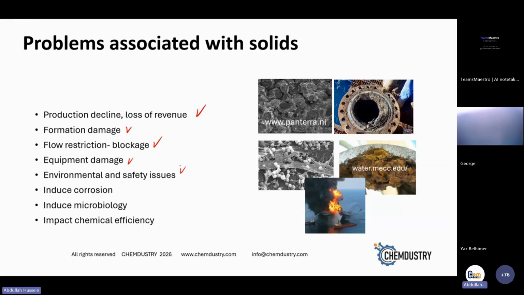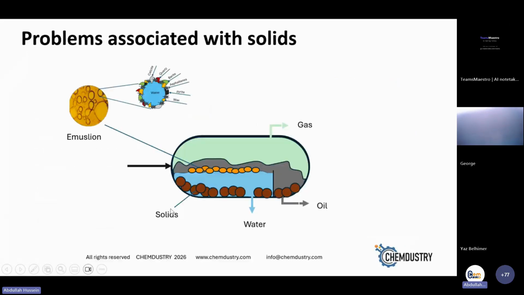Some of these are actually hazardous materials, like the NORM scale. This is a problem. Pyrophoric scale, this is an environmental problem. Also, the hydrate can be a safety issue as well. These solids can also induce corrosion. They can sustain microbiological activities, because bacteria can live underneath them and thrive in a nice and cozy way, and they can even avoid the biocide treatments in that situation as well. The solids can also impact the chemical efficiency, because some of the chemicals can absorb on their surface, and then they kind of consume some of the chemicals.